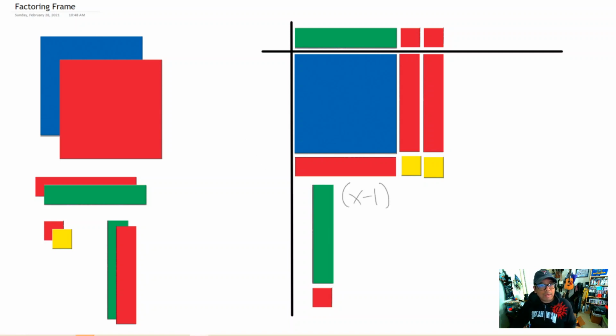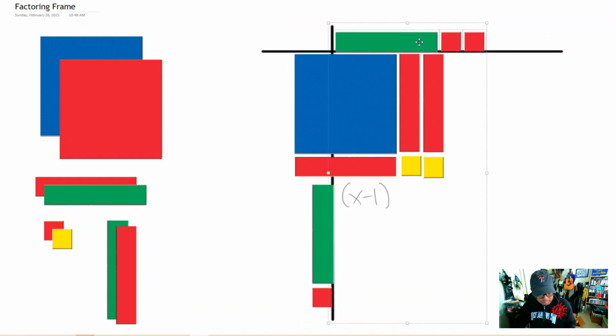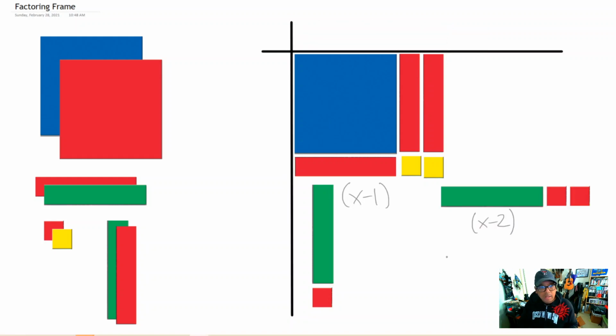And then up over here, these tiles, well, these tiles are x minus 2. I'm having a hard time grabbing them right now. There we go. x minus 2, x minus 1.